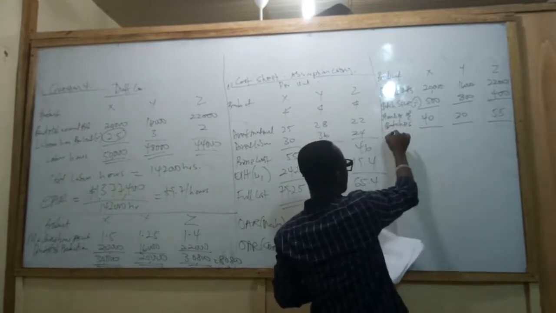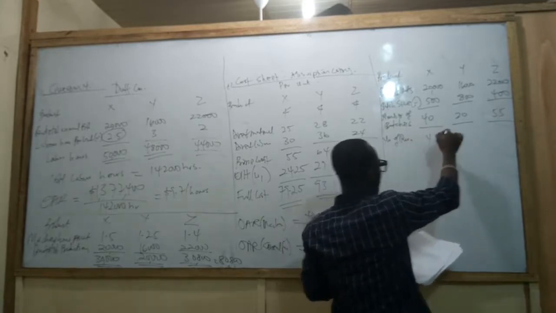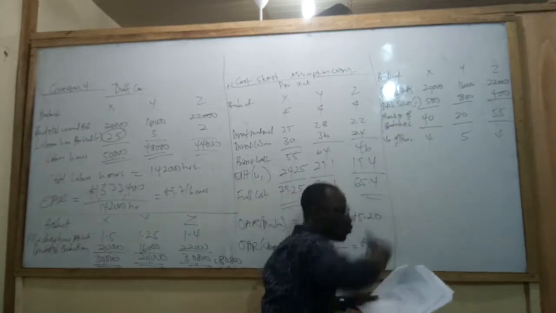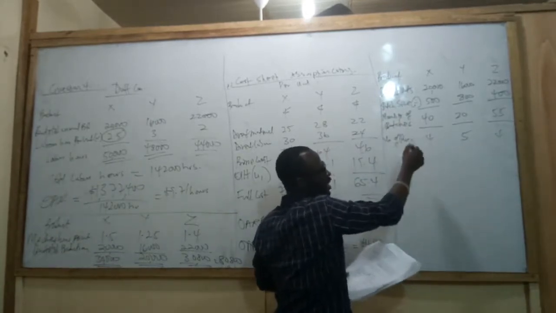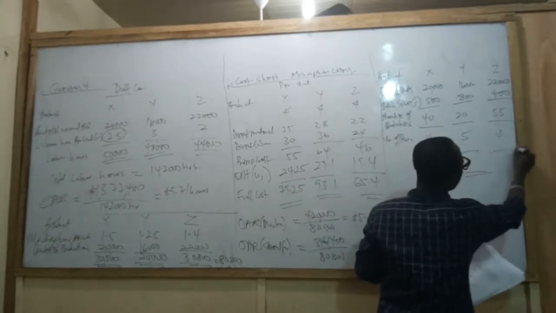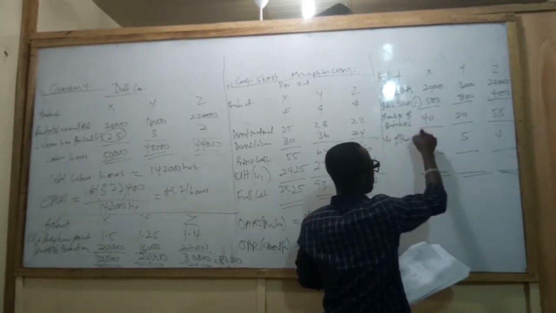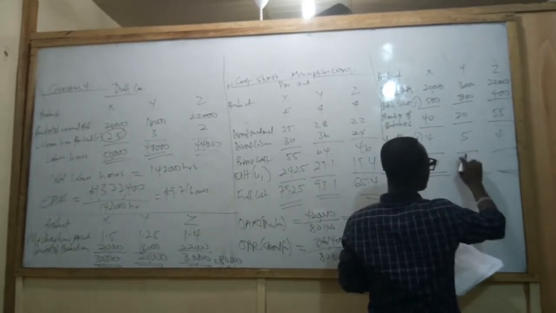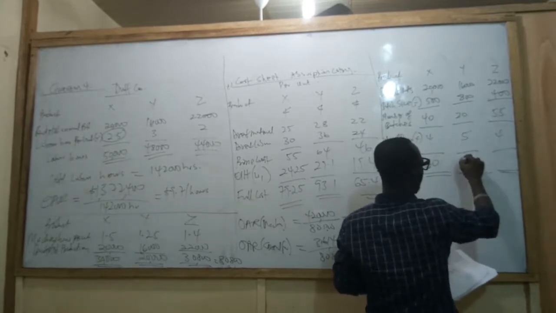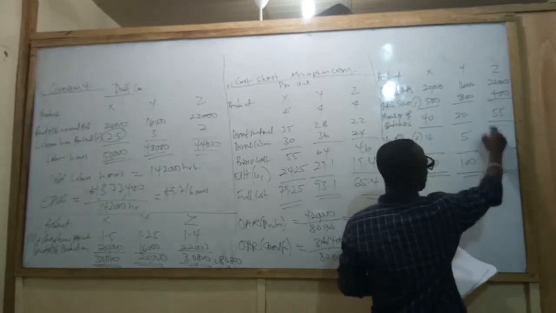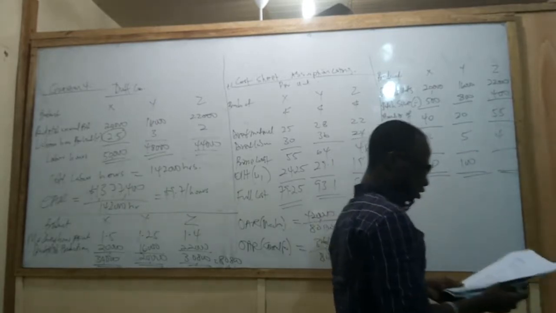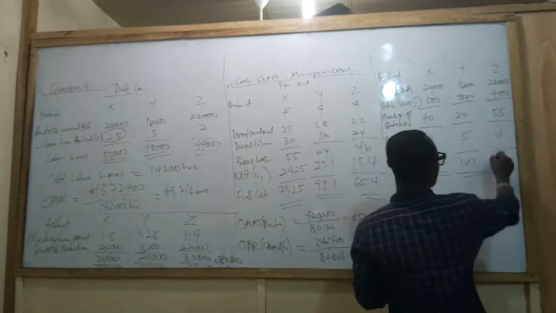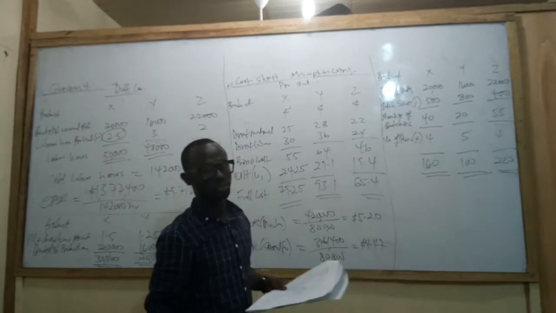4 for X. So number of purchases: 4 here, 5 here, and 4 there. So each batch we will do this number of purchases. So what is the total number of purchases we will be doing? We multiply. 160, 400, 100, 220. Please, do you understand?